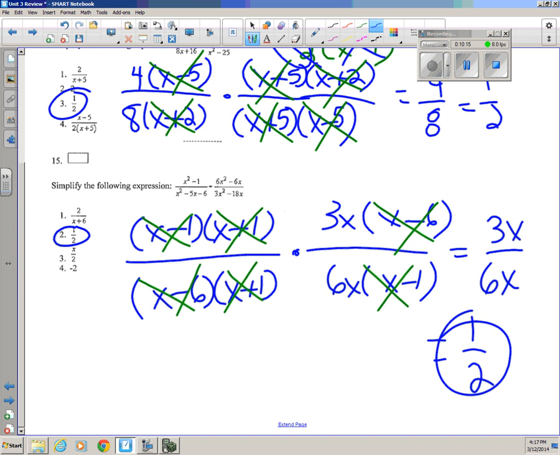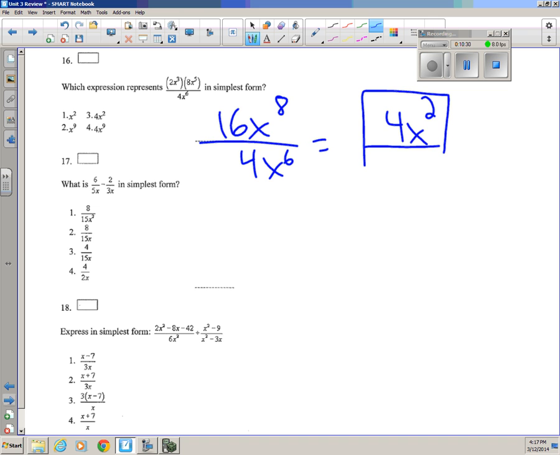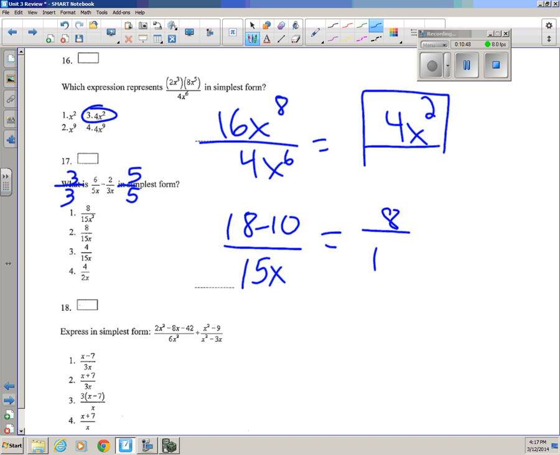Alrighty. Number 16. Just old exponents. Numerator, 8 times 2, total out the x's. Denominator is here. 16 over 4 is just 4. More x's on top by 2, and you are done. Choice 3. Next one, simplest form. We're looking for a common denominator of 15x. Multiply by 3, multiply by 5, and then it becomes 18, take away 10, which becomes 8 over 15x. Choice 2.